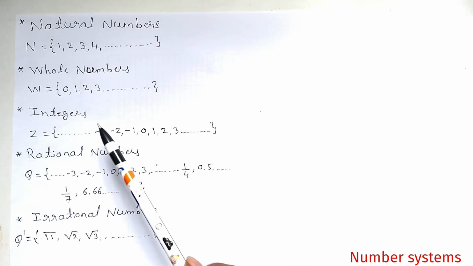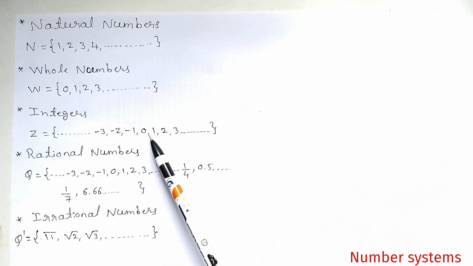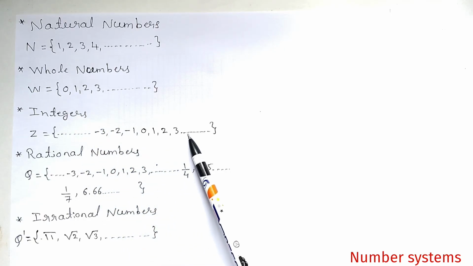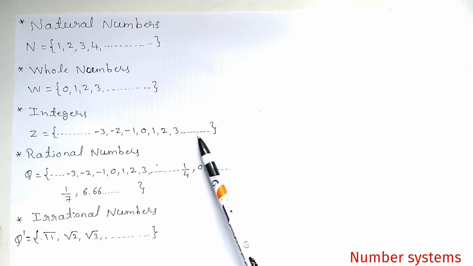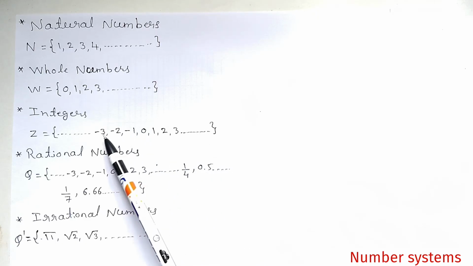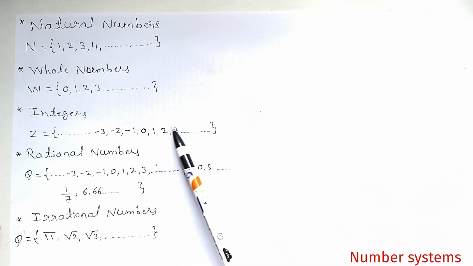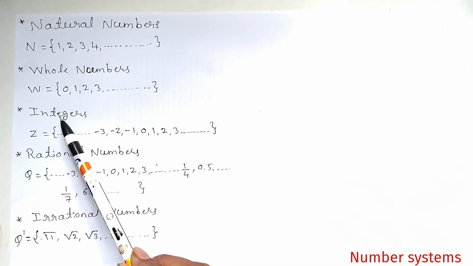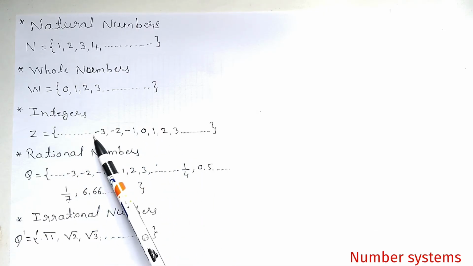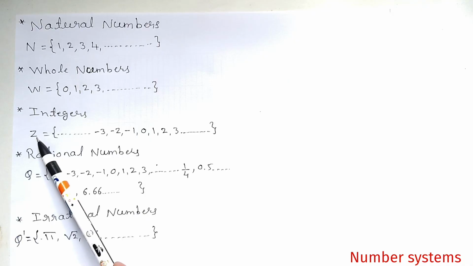Dear students, including the whole numbers 0, 1, 2, 3, and so on up to infinity, and also -1, -2, -3, and so on up to infinity, this group of numbers we call integers. Integers are denoted by the alphabet Z.